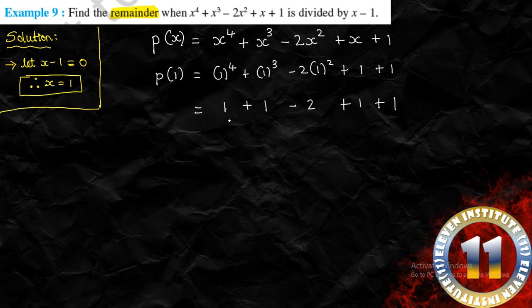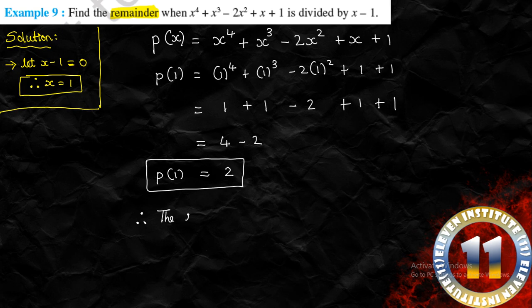Now let us solve this. 1 plus 1, 2, 2 plus 1, 3, 3 plus 1, 4. So we are left with 4 minus 2. And when I subtract this, I get the answer 2. So what we get is P of 1 is equal to 2. So we can write that therefore the remainder is 2. When you divide this polynomial with this polynomial, the remainder is 2.